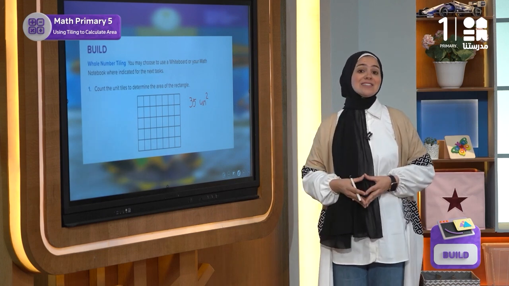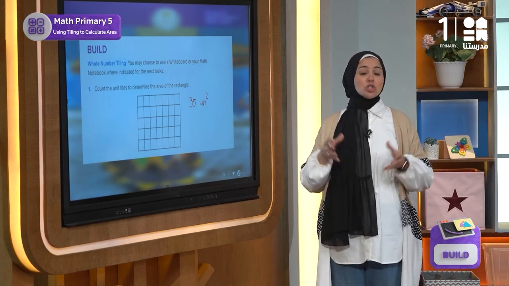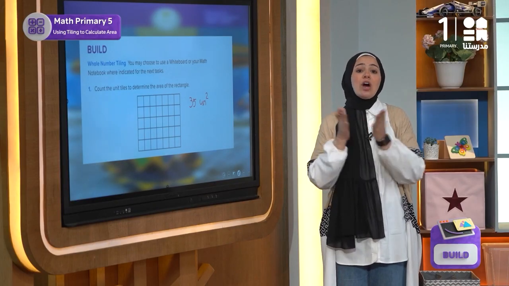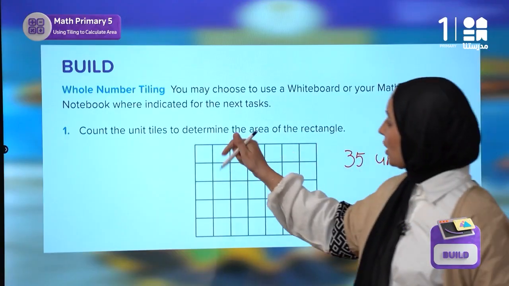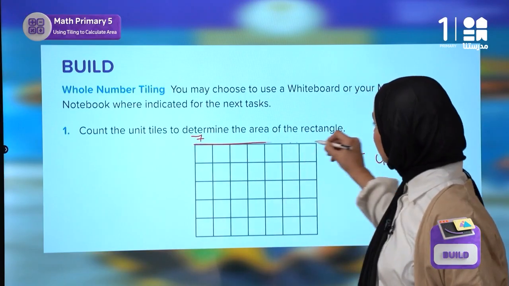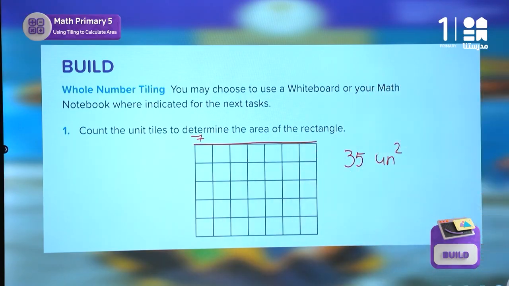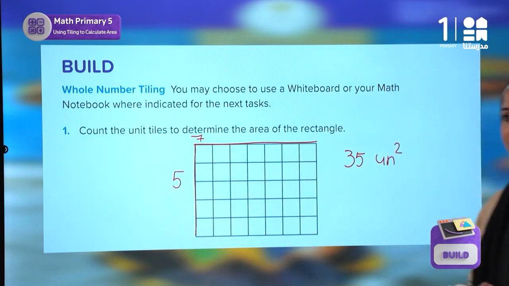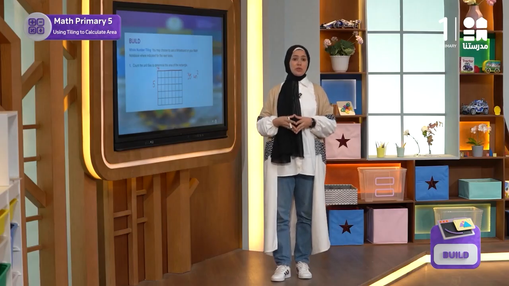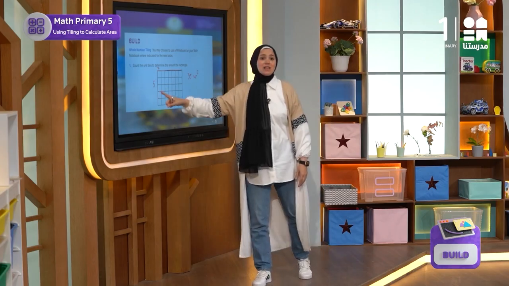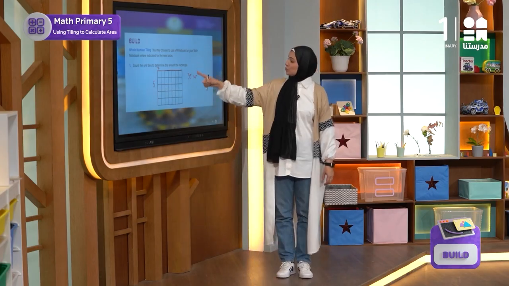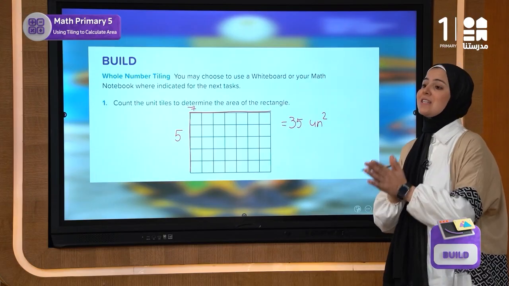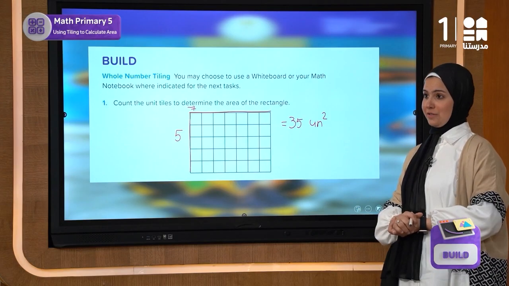Now, my students got it in a correct way. So, could you do the same way? My students counted the units of the length, which were what? 7 over here. And then they counted the units of the width, which were 5, like that. Then they multiplied both dimensions. So the 7 times the 5 is going to be the product of what? 35 units squared, which is the same answer that we've already got.